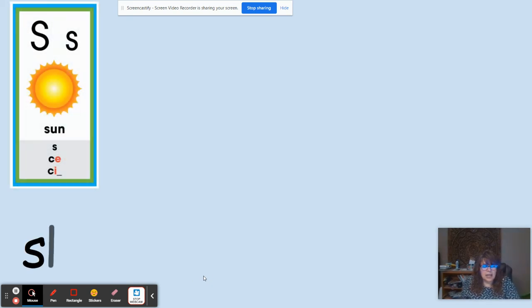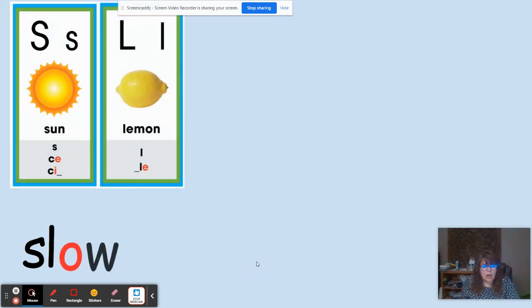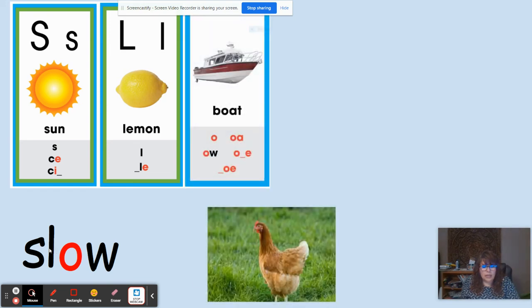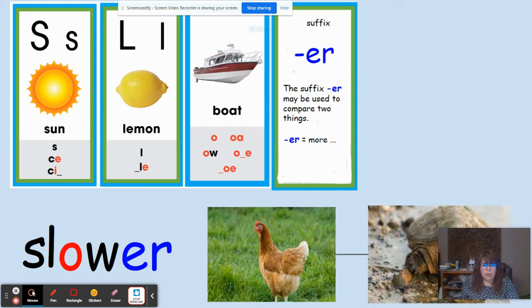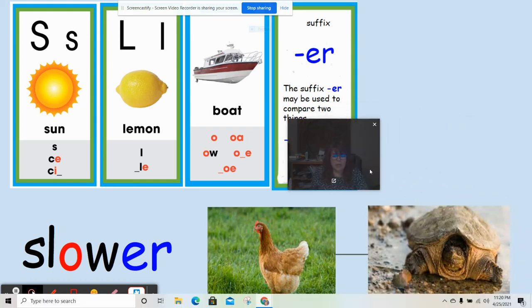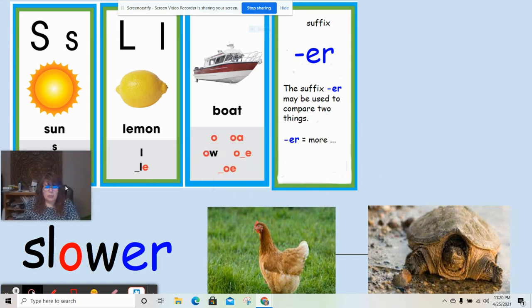S like sun, L like lemon, O like boat, W, and the base word is slow. The chicken is slow. That's when we're talking about only one. Slow. Now, if we want to compare between two, we use the suffix er, and now the word is slower. Slower means that the turtle is slower than the chicken. We're comparing two in this case.